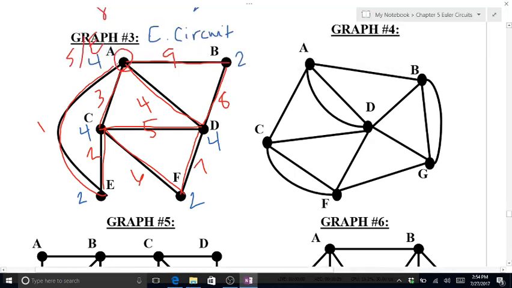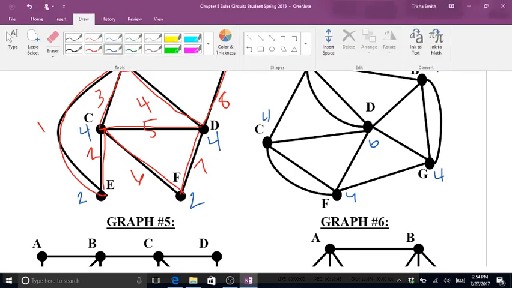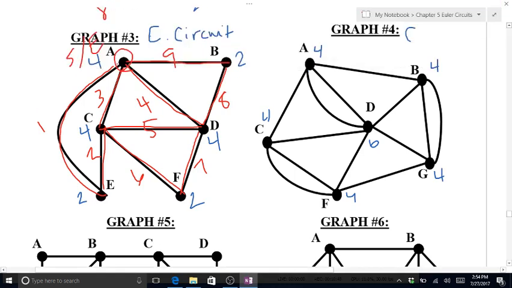In graph number 4, A has a degree of 4, B has a degree of 4, C has a degree of 4, D has a degree of 6, F has a degree of 4, G has a degree of 4. So, again, we've got a Euler circuit. So, we're going to start at A and end at A. This should be my start and my ending.